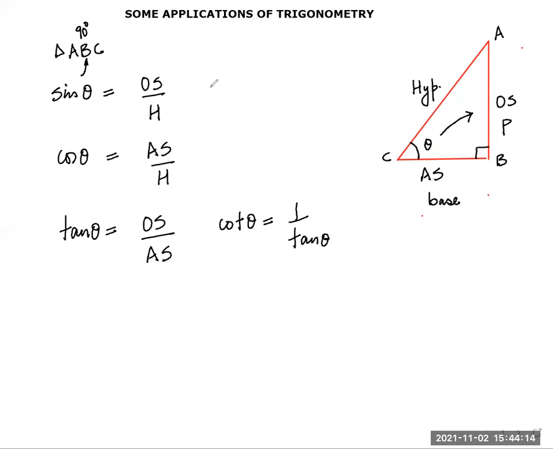Similarly, the reciprocal of sine theta is cosecant theta, so that is obviously equal to hypotenuse by opposite side. And the reciprocal of cos theta is secant theta, that is equal to hypotenuse by adjacent side. So students, you have the link of the video. You can see this video in detail, how these 6 trigonometric ratios are formed. Once you know that, then we can start doing the sums.